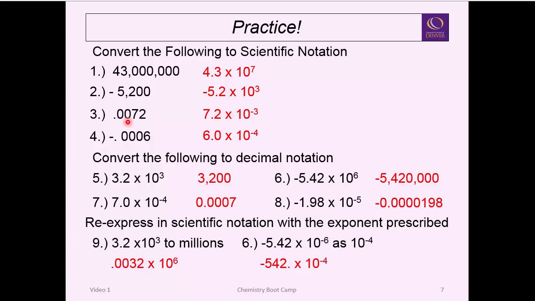This is less than 1. It's a very small number, so it's going to have that negative exponent. Same here. All right, now we're going in reverse. We're taking a scientific notation and expressing it as decimals. And the last one is just more exercise: can you re-express the same number with different exponents?